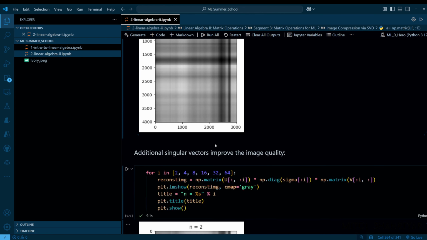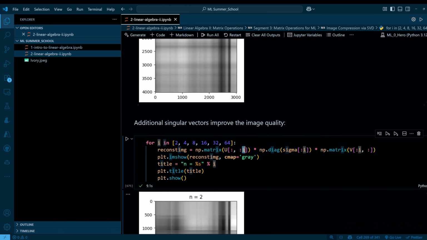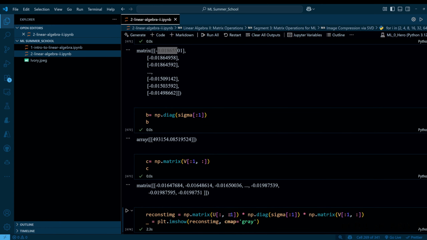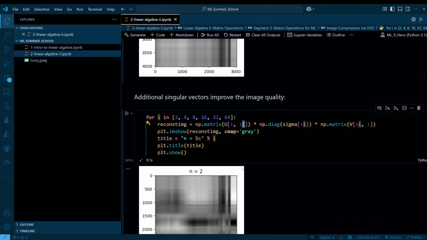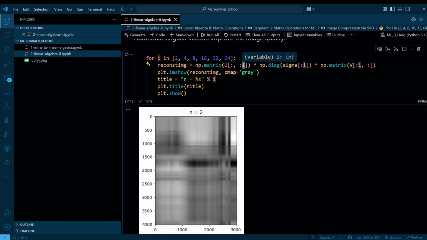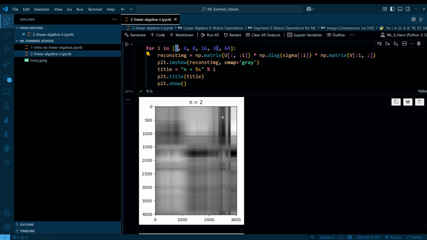So now what we can do is increase the number of vectors. Earlier we had only one column. Right now we can take much more. For example, if you know Python, you will learn about it. First of all, if we take two vectors from u, two vectors from v, and two values from sigma, then this image looks like that.